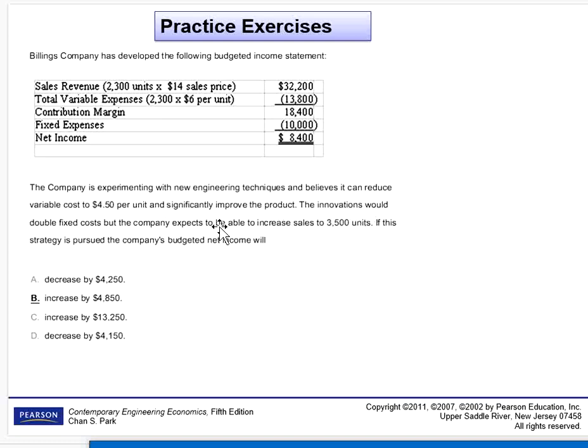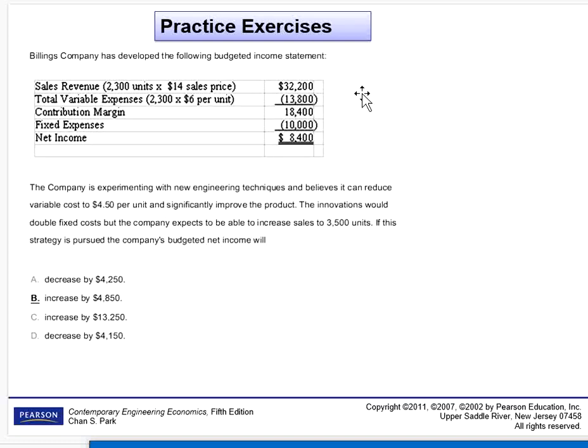The innovation would double the fixed cost. Because of this new technique, our fixed cost will be double, meaning instead of 10,000 it will be 20,000. But the company expects to be able to increase sales to 3,500 units. So now, because of the high quality of the product, instead of selling 2,300 we can sell 3,500 units. Now if the company follows this strategy, what will be their budgeted income? You have to do all this again, very simple, right?